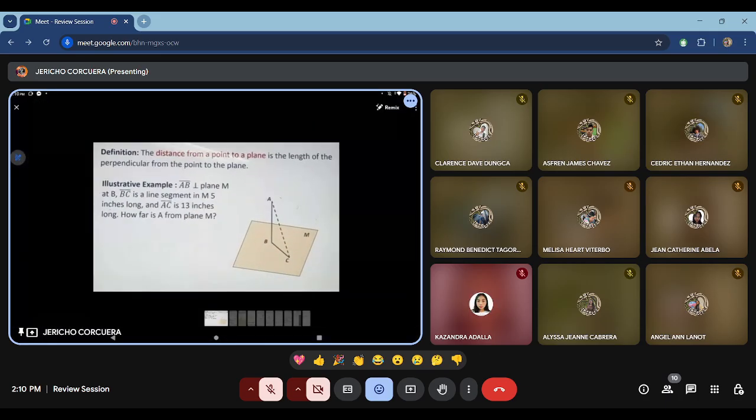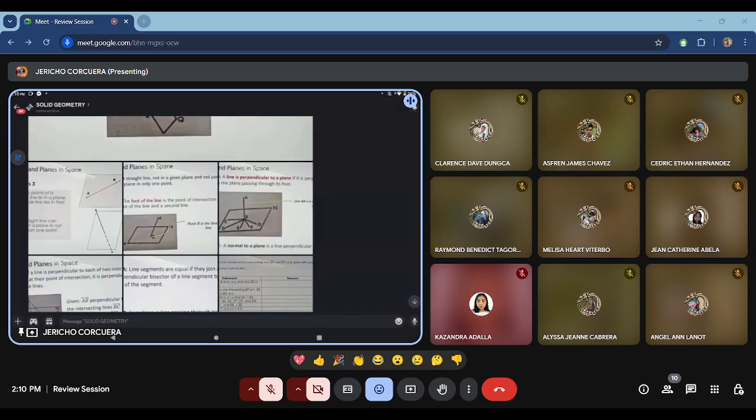So we have here that the distance from a point to a plane is the length of the perpendicular from the point to the plane. So the distance from a point to a plane. Again, what is the point to a plane again?